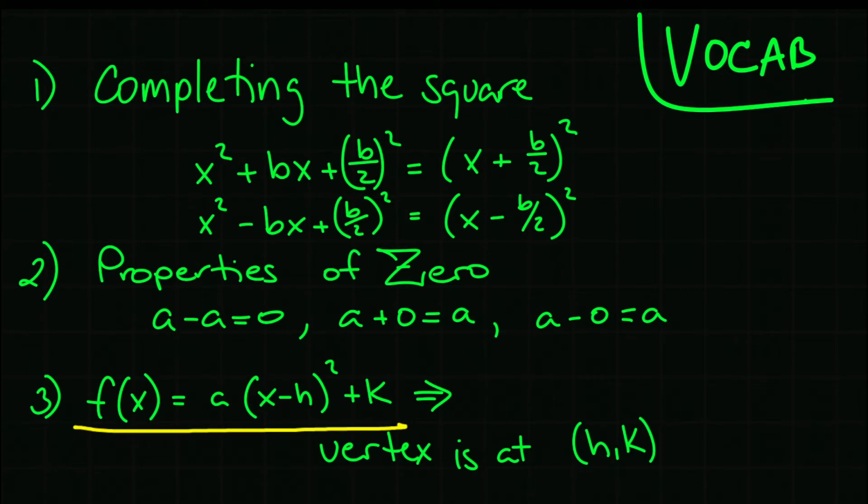And lastly, we need to know the vertex form of a quadratic function, which is going to be f of x, which is our y, equals a(x minus h) squared plus k. The vertex is going to be at (h, k).